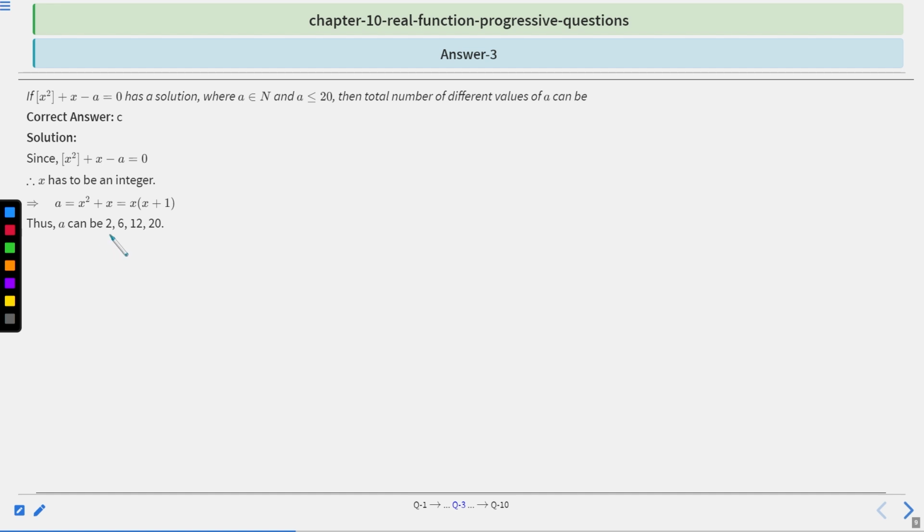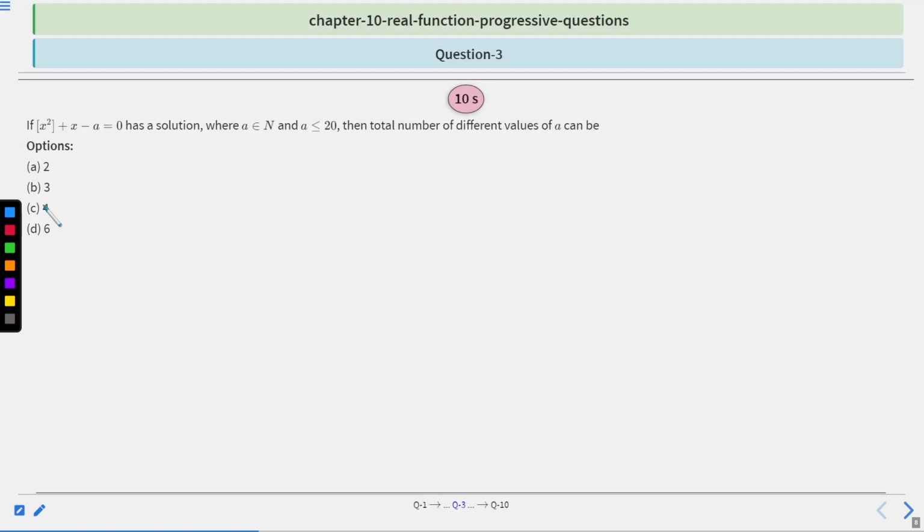So a can be 2, which is 1 into 2, 6, which is 2 into 3, 12, which is 3 into 4, and 20, which is 4 into 5. Clear? So I think option C is the right choice. 4 values of a, 4 different values of a, right?